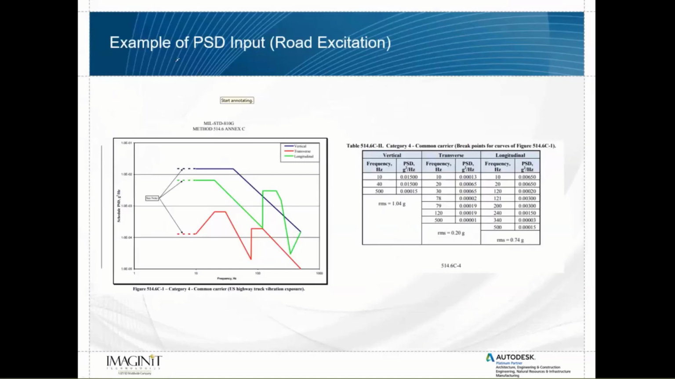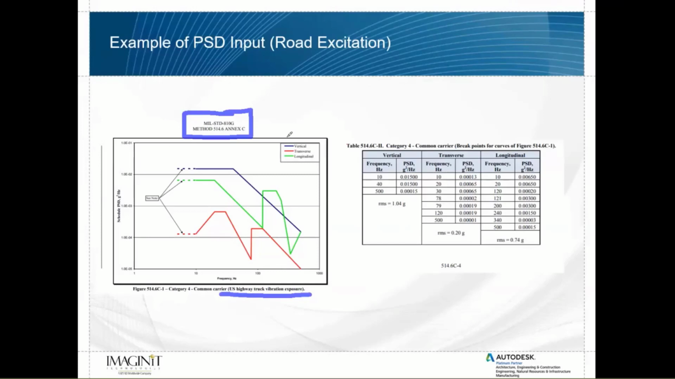So what would a PSD look like? If you look at an example here, this is from MIL-STD-810G. There are typically standards based off the environment that you will be subjecting your design to, whether it's a spacecraft, upper stage, or a vehicle. This one here is common carrier, highway truck vibration exposure. So if we were driving down the highway, this PSD has been formed from test data of trucks driving down the highway. They pulled accelerometer data and calculated this PSD.